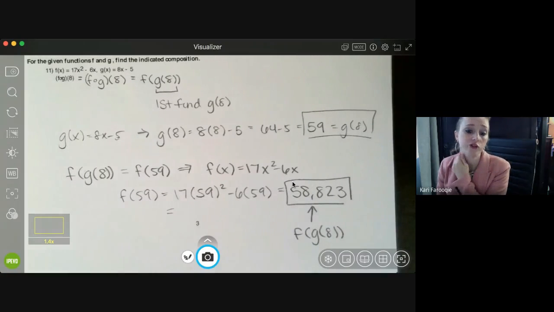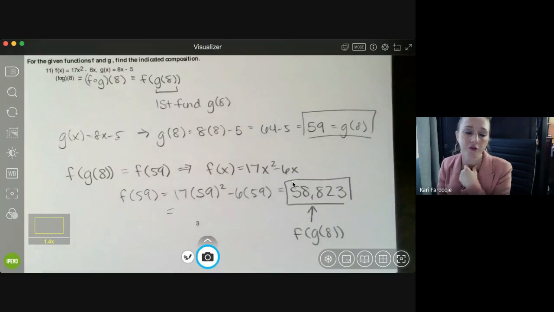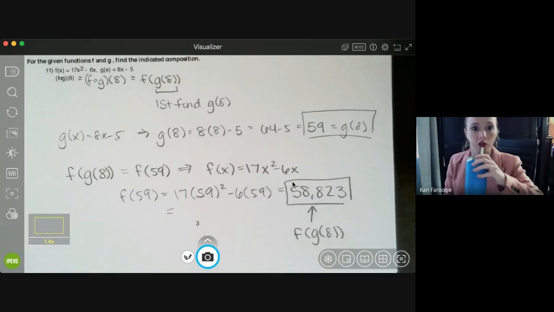Does anyone have a question about how we found that value? Okay, so sometimes you're going to be asked to evaluate the composition at a number, and sometimes you're going to be asked to evaluate the composition at another function, which is what we're going to do next.